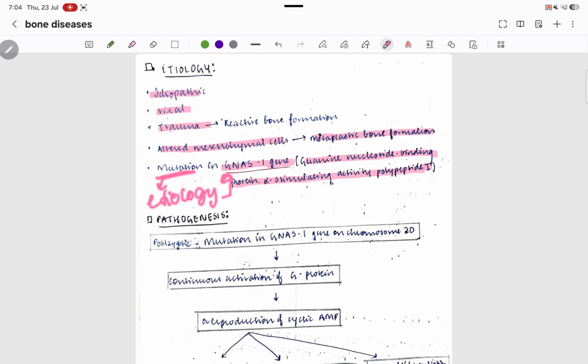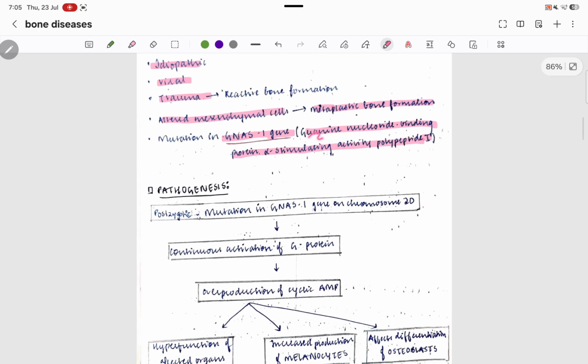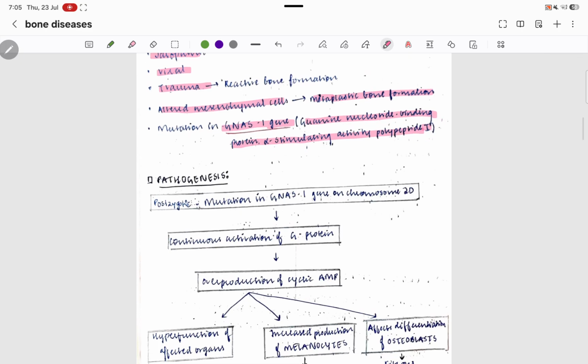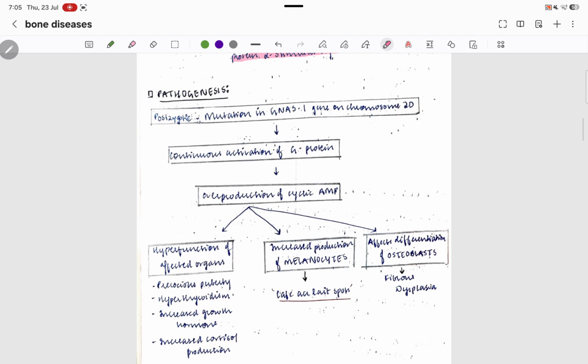Etiology is the GNAS1 gene. GNAS1 is guanine nucleotide binding protein, alpha stimulating activity polypeptide 1. So what you need to know is the full form of GNAS is guanine nucleotide binding protein. If you remember it like this, it will be easy, or you can just say GNAS1. You do not have to necessarily write the full form. These are complicated full forms that you do not need to remember, so just remember that the GNAS1 gene could be causing it.